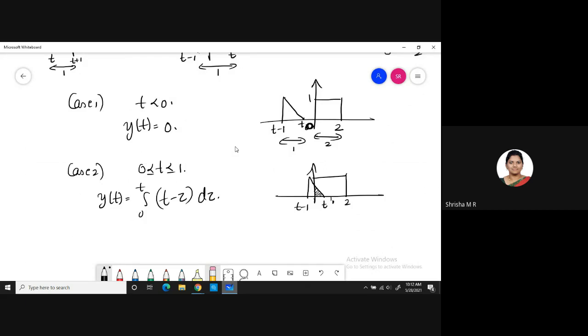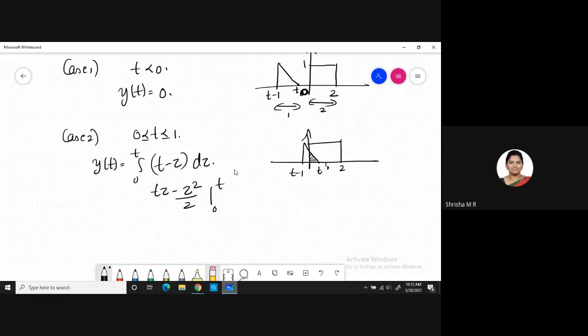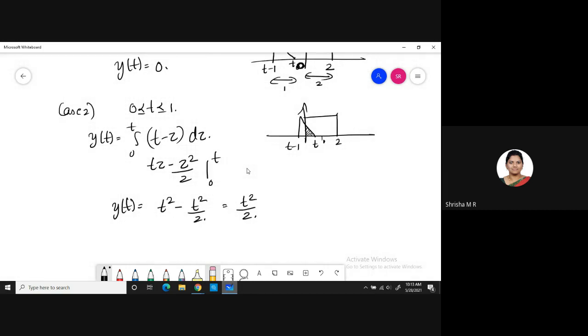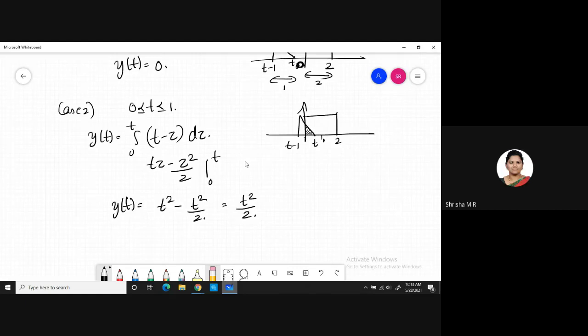What will you get if you integrate? You have t tau minus tau square by 2 with limits 0 to t. So put upper limit and lower limit in place of tau. So that would be t square minus t square by 2 because lower limit is 0. So what is your y of t? It's t square by 2. Got it, everyone? Clear? Yes, ma'am.